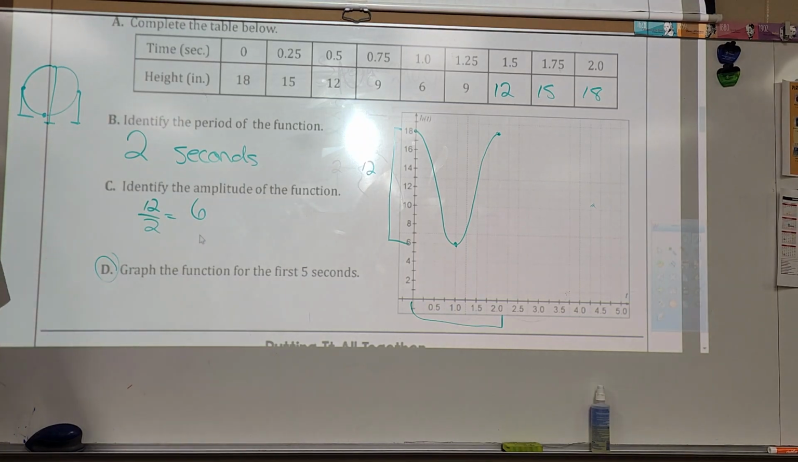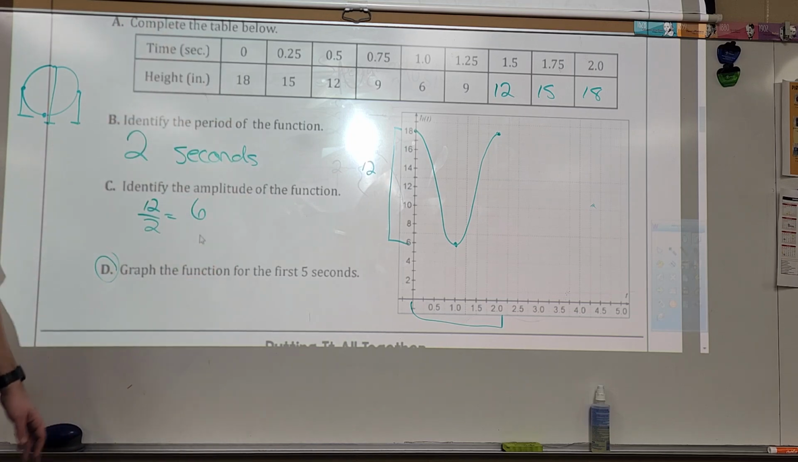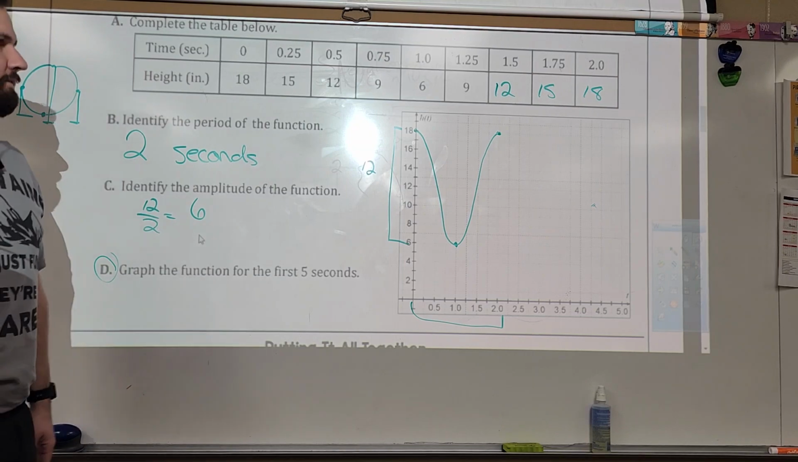There's an actual formula for it, but I don't like it: 1/2 max minus min, absolute value of it. I know it's an absolute value. Like I say, just use your graph. Always, because there's 2. It's your total height divided by 2, the peak to the valley.